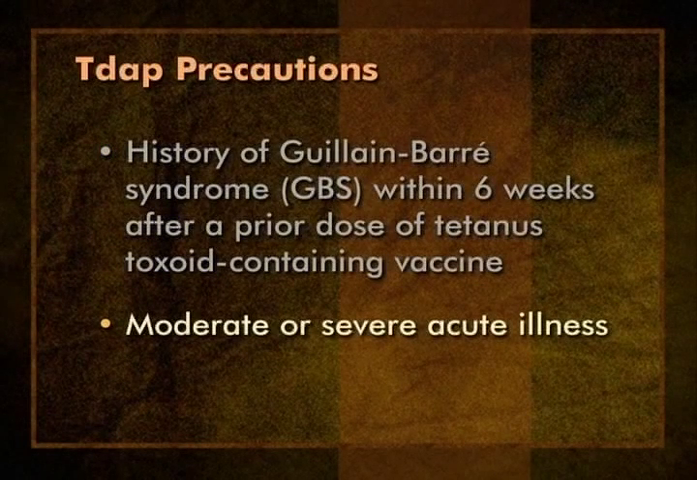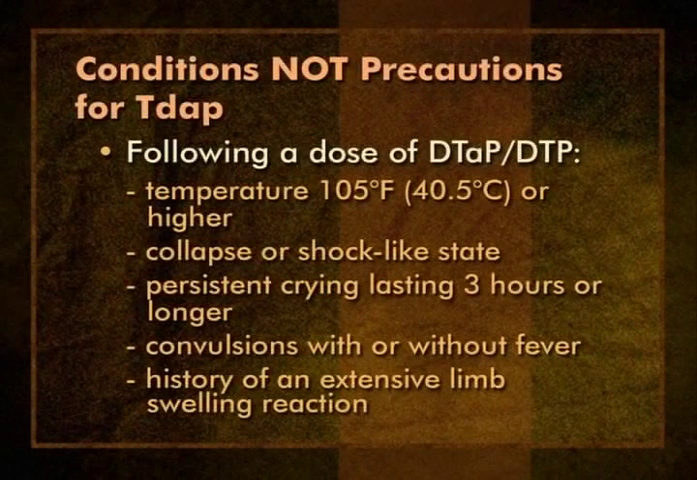Finally, a moderate or severe acute illness with or without fever is a precaution, as it is with all other vaccines. It is worth mentioning here that some conditions that are precautions to the use of pediatric DTaP are not precautions to the use of Tdap. ACIP believes that these conditions are unique to young children and are not expected to be an issue among adolescents. These conditions occasionally occurred following pediatric DTaP or DTP, but are not precautions for Tdap.